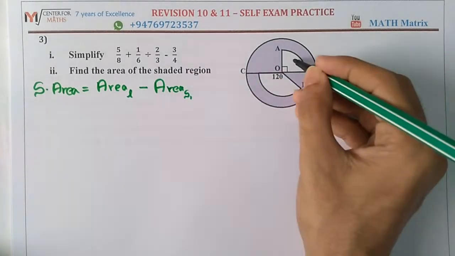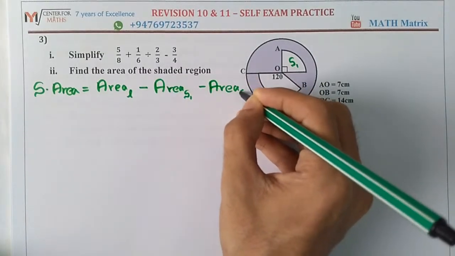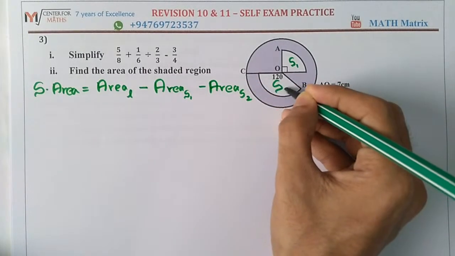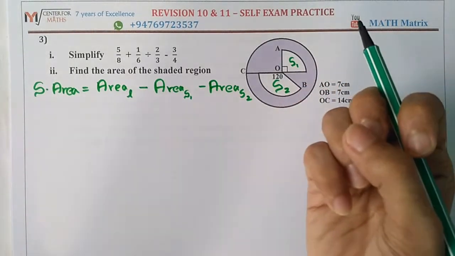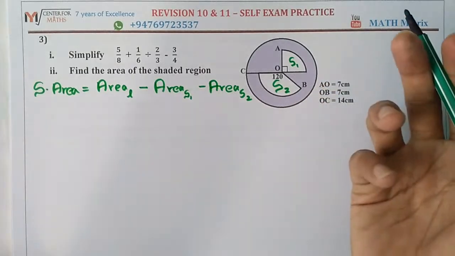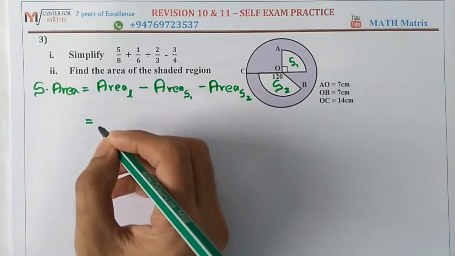Area of sector number 1, minus again the area of sector number 2, S2. I am taking this as sector number 2. So we have to subtract them both. If you want, you can join them both together, right? So 90 plus 120, that will be 210. That's another method. That's not wrong. That's also correct. Okay, fine.